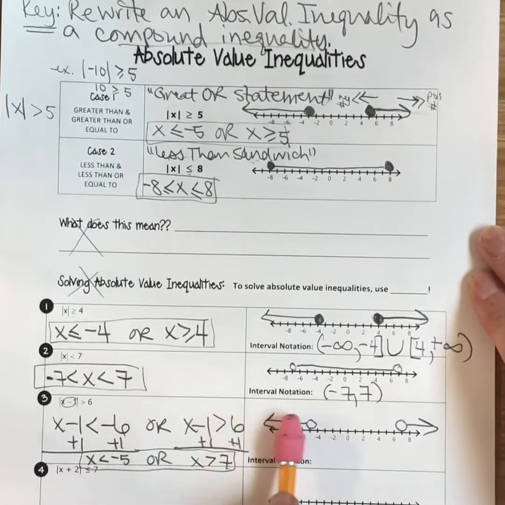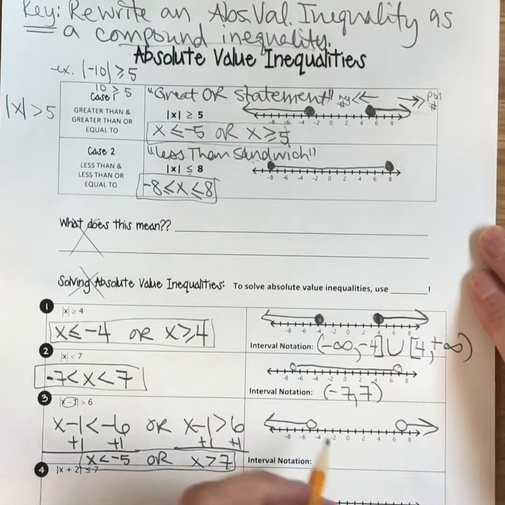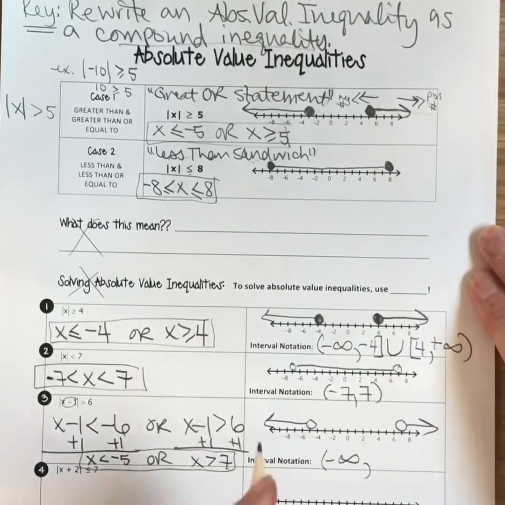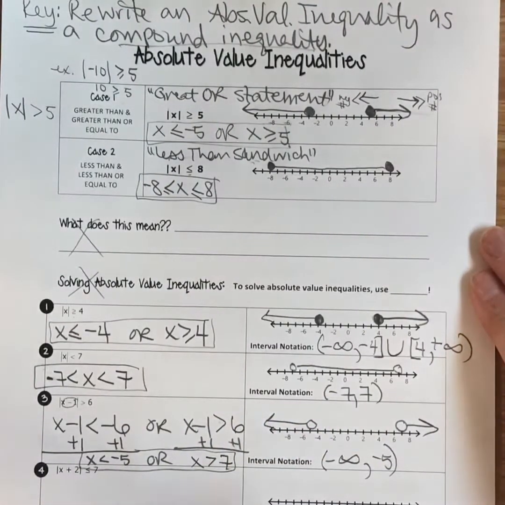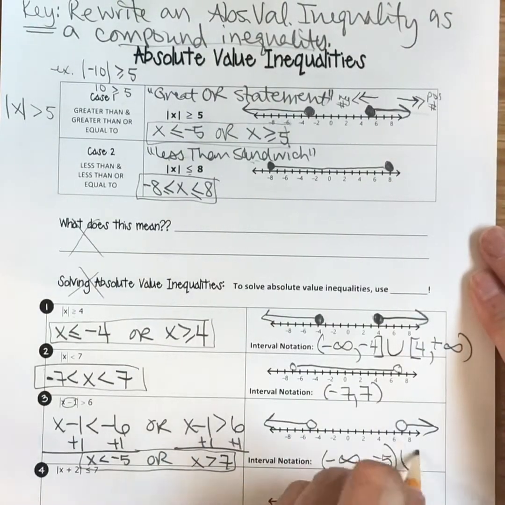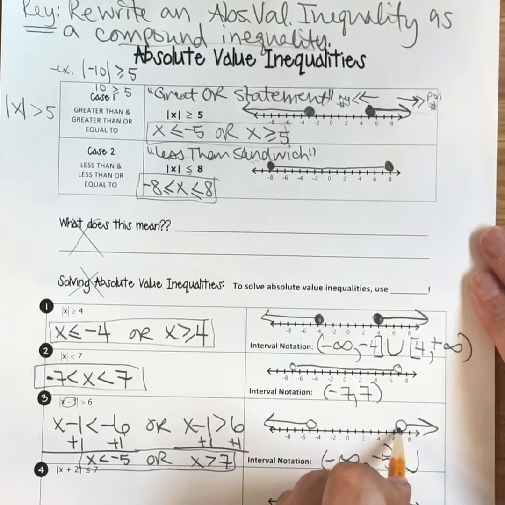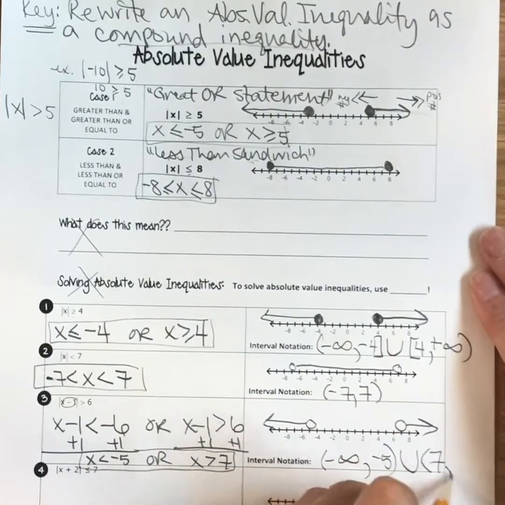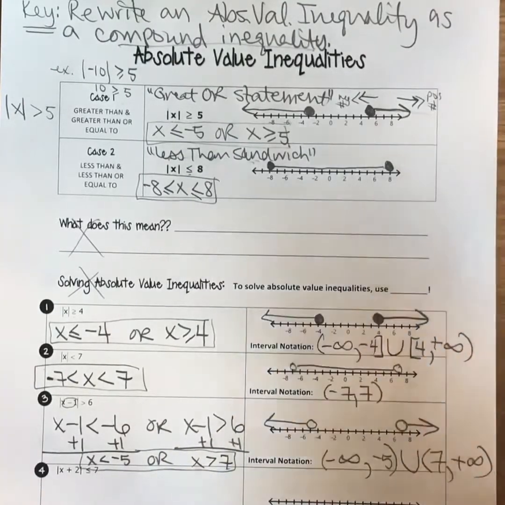Again, if you follow the graph from left to right, first thing my eraser hits is the arrow, which shows it's going to keep going to negative infinity. Then it's going to stop at the open point at negative 5, so we just use the parentheses because it's an open point. Union, which is the or, represents the gap. Then we pick up again at the positive 7, but it's an open point. And then the arrow tells me it keeps going to positive infinity forever and ever.